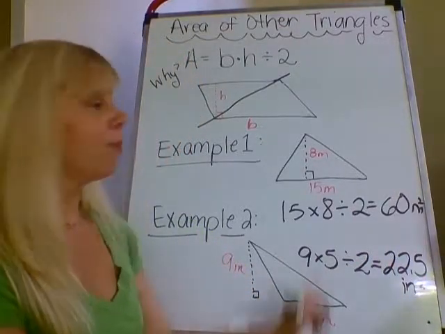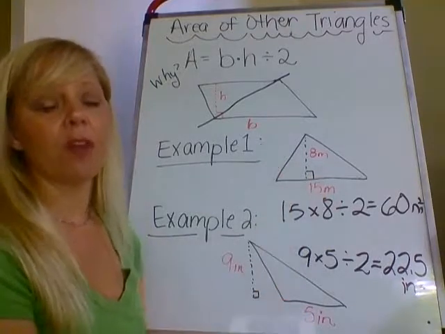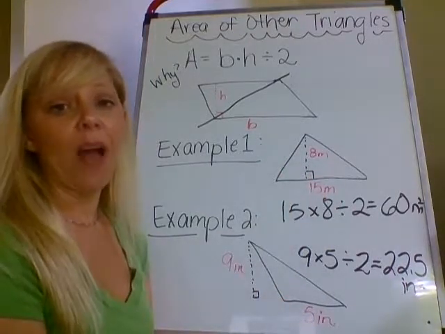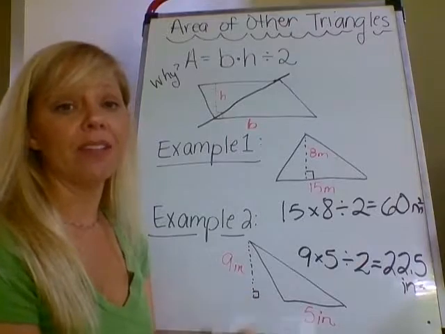So here are two examples, one an acute and one an obtuse triangle, and how to find the area using base and height.